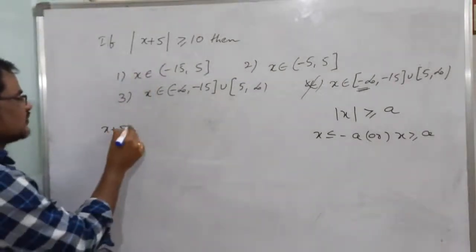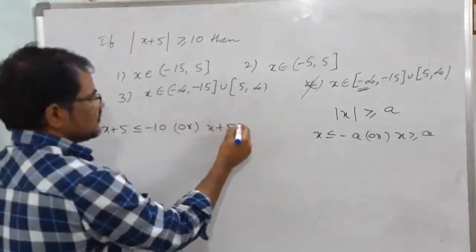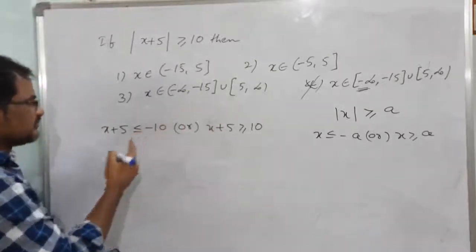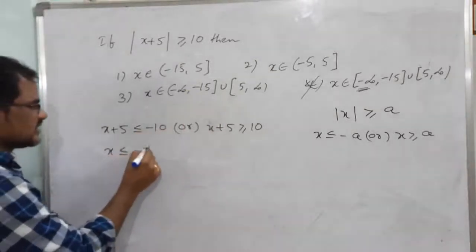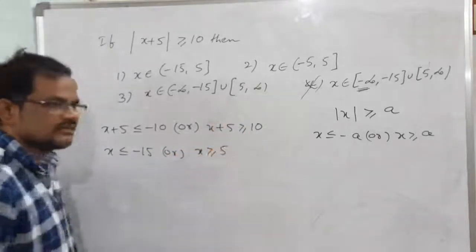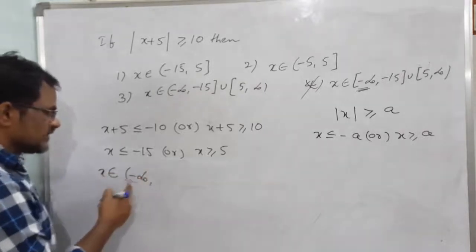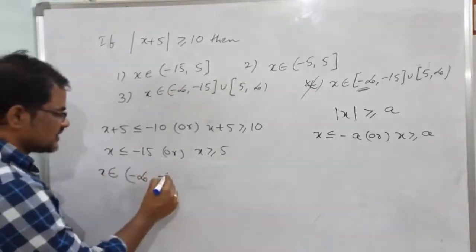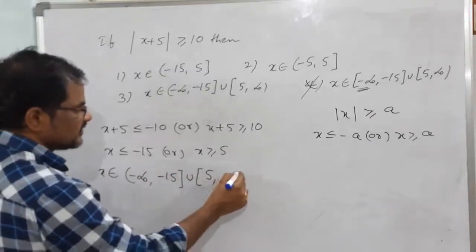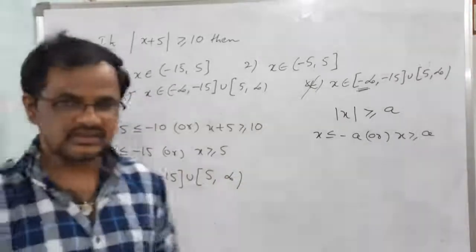x plus 5 less than or equal to minus 10 or x plus 5 greater than or equal to plus 10. Now this 5, take that side: x less than or equal to minus 15, and x greater than or equal to plus 5. In terms of intervals, how to write? x belongs to open interval minus infinity, and here equal to is there, so close interval to minus 15, union close interval 5 to open interval infinity. This is our correct answer.